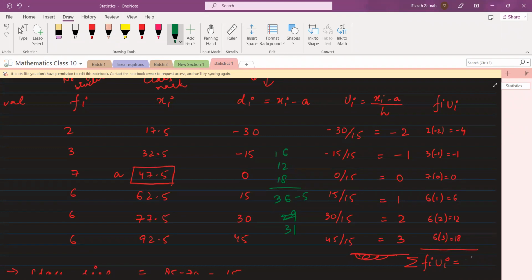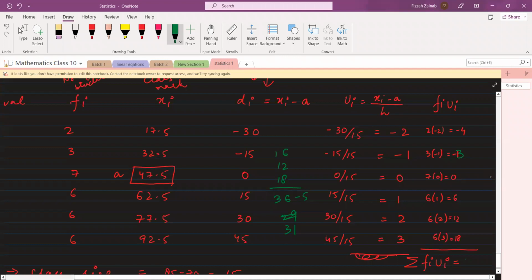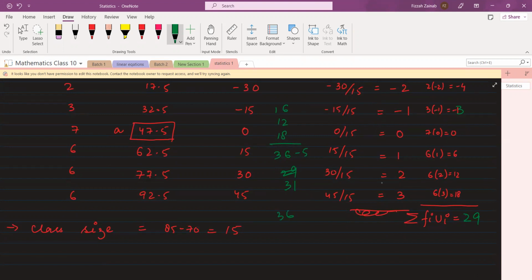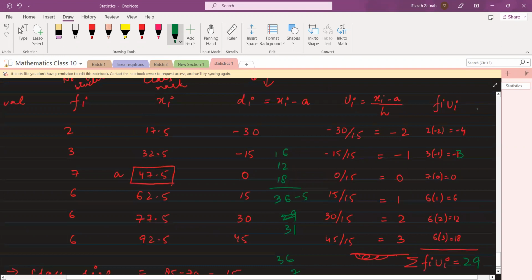Is there any mistake anywhere? The frequency was 2, 3, 7, 6, 6, 6. Yeah, there's a mistake here. 3 into minus 1 is minus 3. Sorry, that was my part. So from 31, you just reduce 2, so it will become 29. Right? 31 minus 3, so you now have 36 minus 4 and 3, which is 7. 36 minus 7 will be 29. Clear? Sorry, in a hurry, I just wrote minus 1. 3 into minus 1 will be minus 3. Anyway, please practice your subtraction, division, and addition.